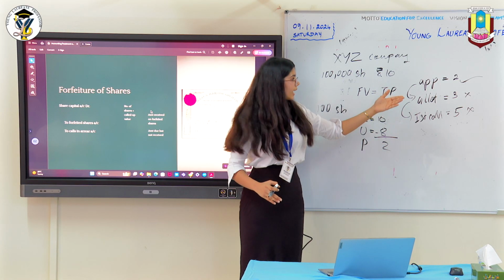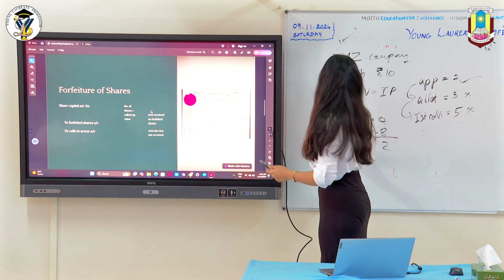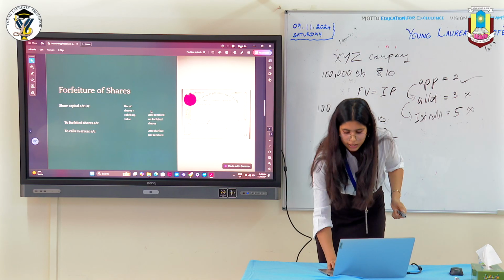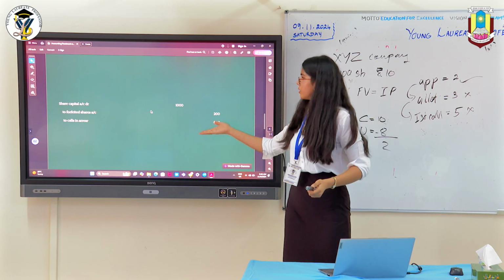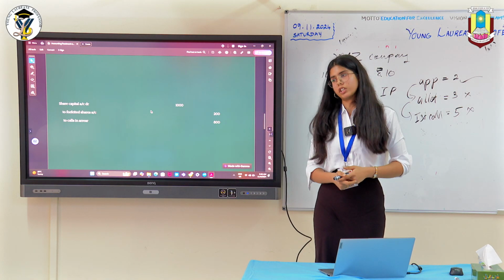And the amount that he has not paid, which is the calls in arrear, the unpaid amount, as we saw in the CUP method, unpaid is 8. 8 into 100, which is 800. So that is the amount, right? So Jabir did not pay and we forfeited his shares, unfortunately.